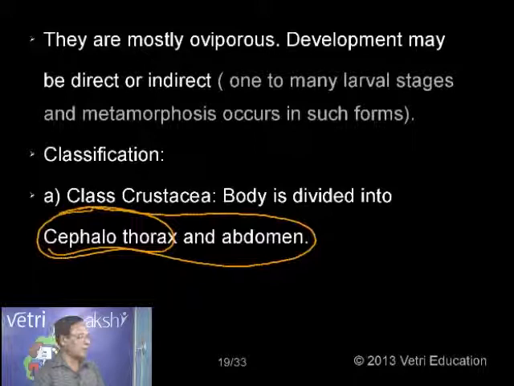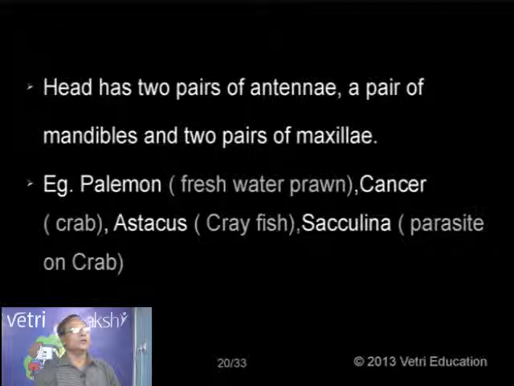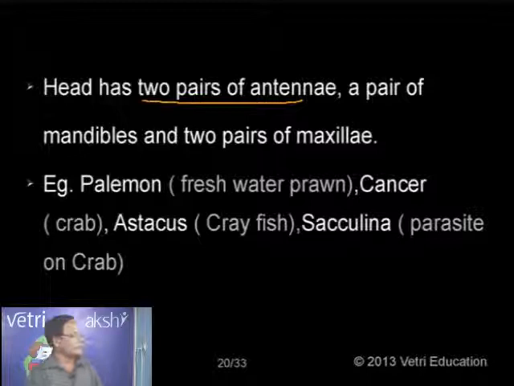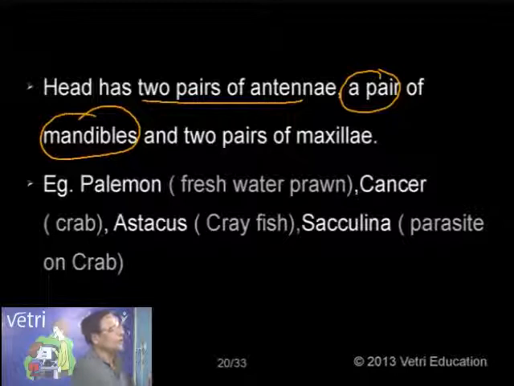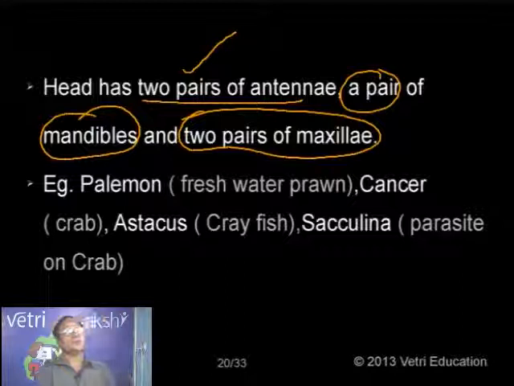And they have gills as an organ of excretion. Another peculiar character, this group normally has two pairs of antennae, sensory feelers. If you take the mouth parts, they have a pair of mandibles. And also they have two pairs of maxillae. The main character is that they have two pairs of antennae.